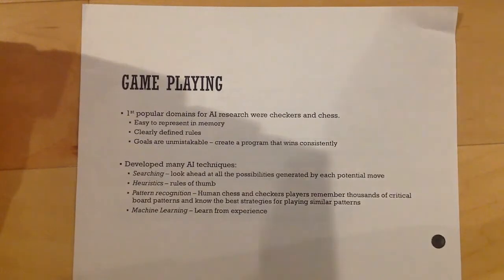So searching is looking ahead at all the possibilities generated by each potential move. So basically saying, all right, I'm going to look 30 moves ahead and look at every possibility and then see which paths have the highest success rates. Heuristics is generating rules of thumb, like if you see this, do that. If you see this, do that. But if you see this and that, do this other thing.